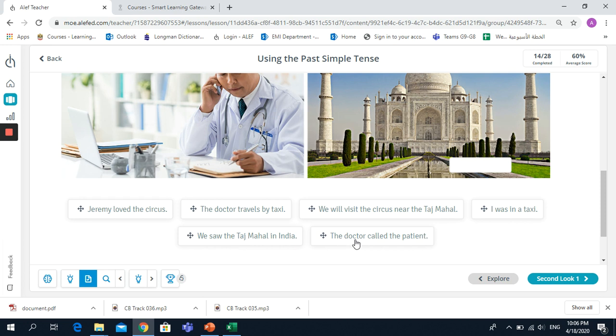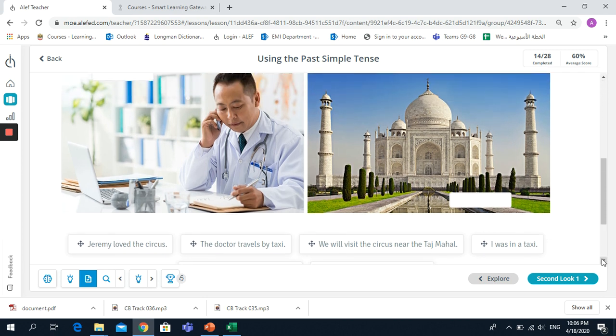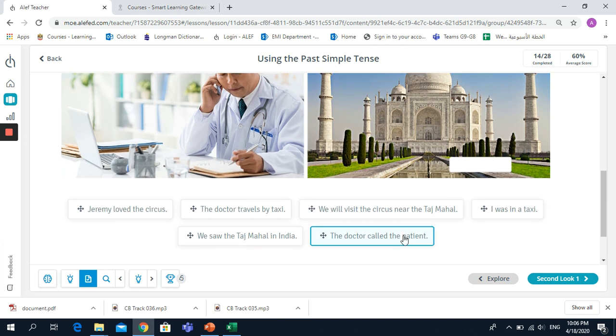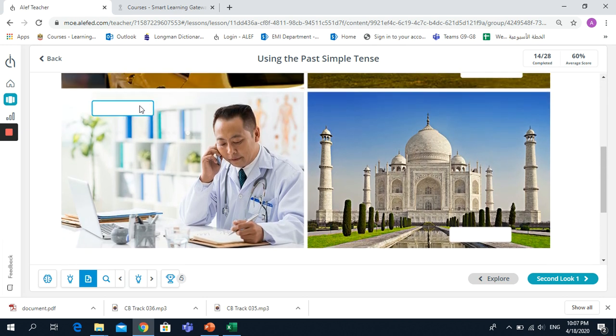Number 6, the doctor called the patient. As you see here, regular verbs take ed in the past. So what about this one? The doctor called the patient. Which picture? Up, down, left, or right? Correct. So this picture is left and down. Left and down. Let's try to match the picture with the sentence. The doctor called the patient.